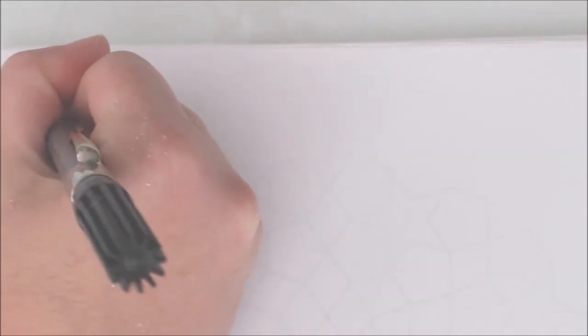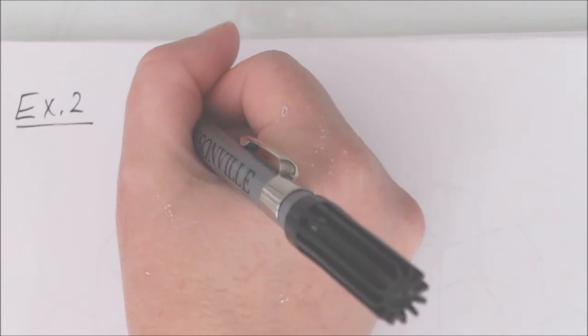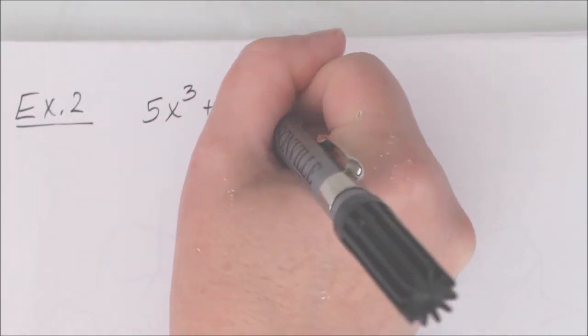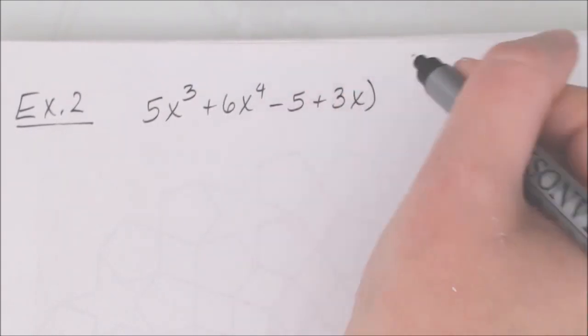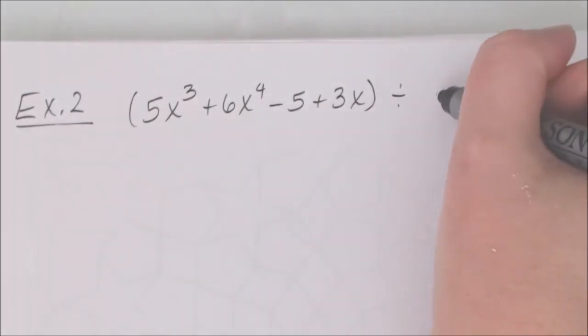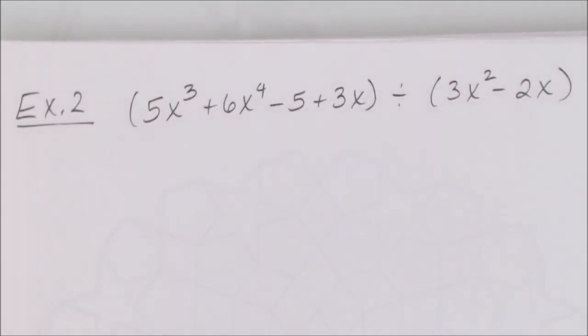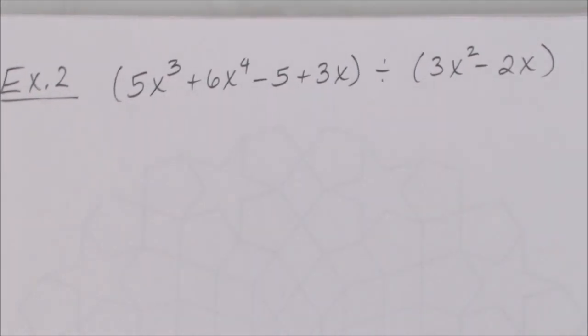Okay, let's take a look at example 2 in the PowerPoint. So we've got a little bit more going on here. We've got 5x to the third plus 6x to the fourth minus 5 plus 3x divided by 3x squared minus 2x. So the first thing I hope you observe is that it's not written with the division bar. So if it's written this way, let's write it with the division bar. I think it's much easier to go through the algorithm that way.